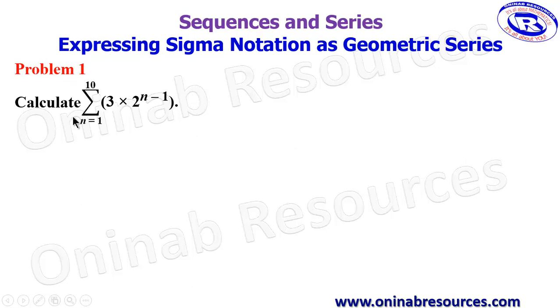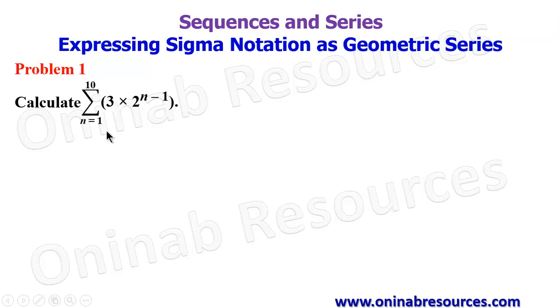Problem 1. Calculate the sum from n equals 1 to 10 of 3 times 2 raised to power n minus 1. The meaning of this is we are to sum up 3 times 2 raised to power n minus 1 for n equal to 1 up till n equal to 10.